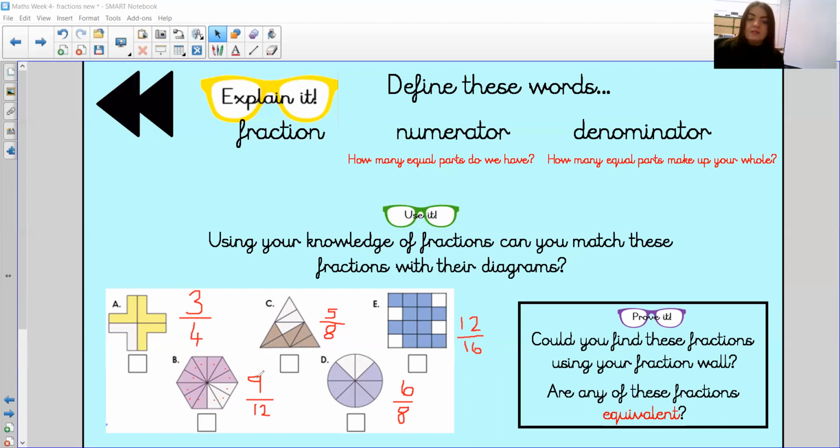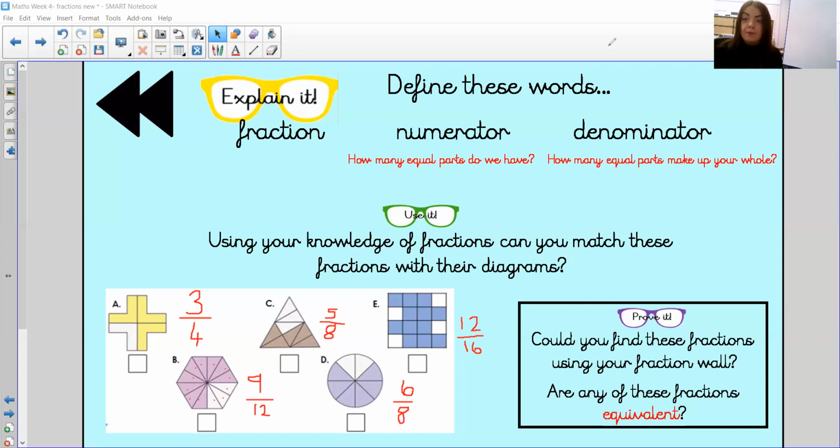So what have we got here then? 3/4. B was 9/12. C was 5/8. D was 6/8. And E was 12/16. Okay, fantastic. Well done to you if you got those right. Right, let's have a little look then at the extra little challenge if you managed to have a look at it. If you didn't get onto it, don't worry, you can look at it with me now.